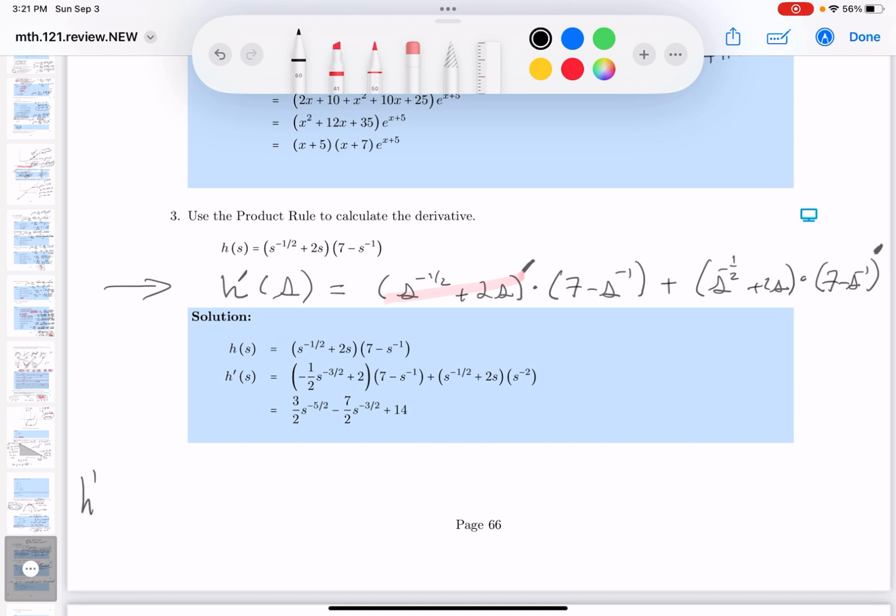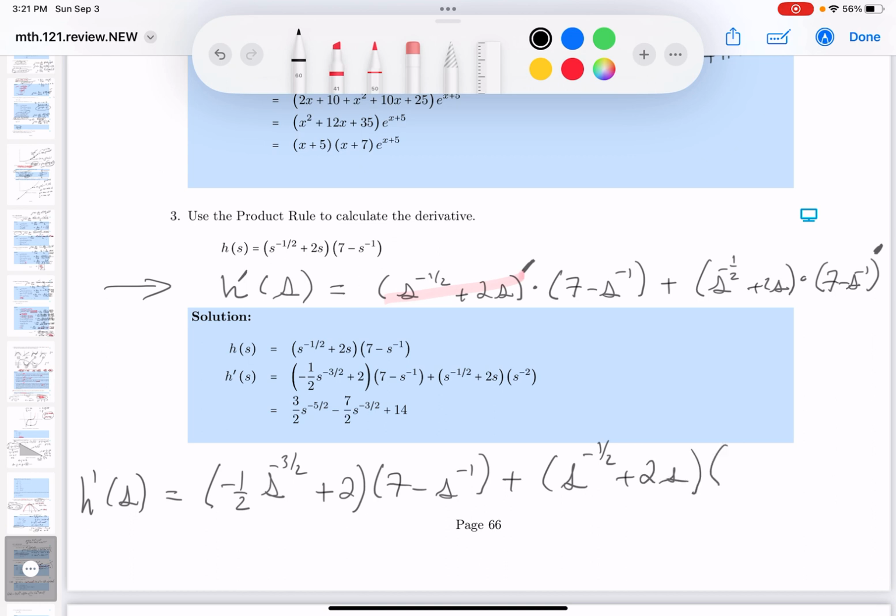Let's write down H prime of S. Well, the derivative of S to the minus 1/2 is minus 1/2 S, and I'm going to take 1 from the exponent. That's minus 3/2. The derivative of 2S is going to be plus 2. That's done. Then I get 7 minus S to the minus 1, plus S to the minus 1/2 plus 2S. And then the derivative of 7 minus S to the minus 1. Well, the minus 1 comes down, so you get plus S to the minus 2.